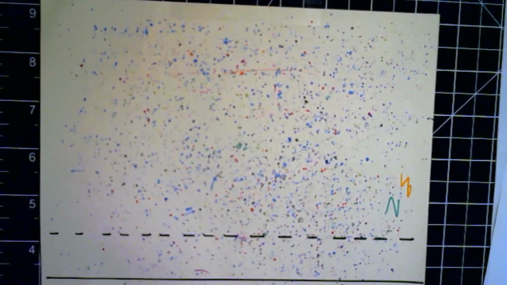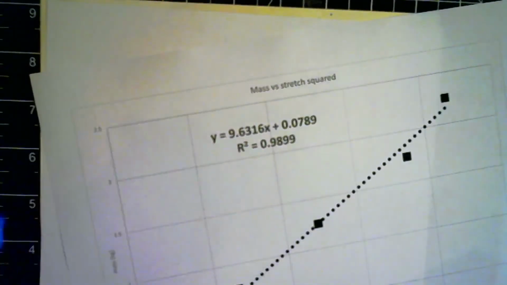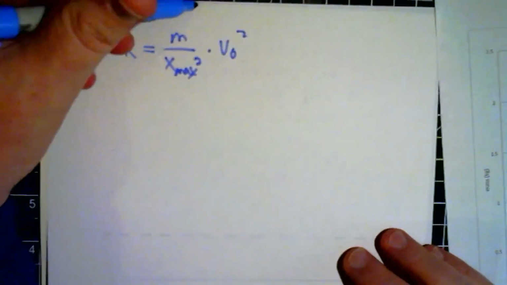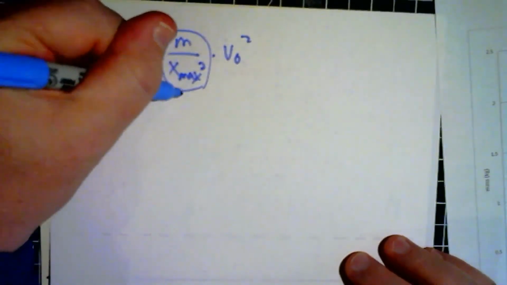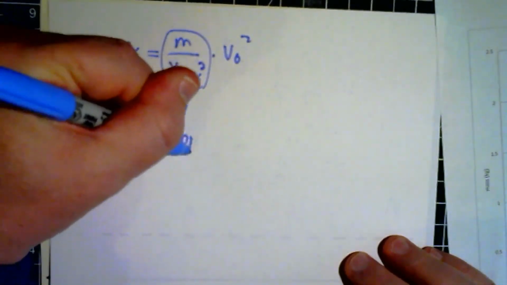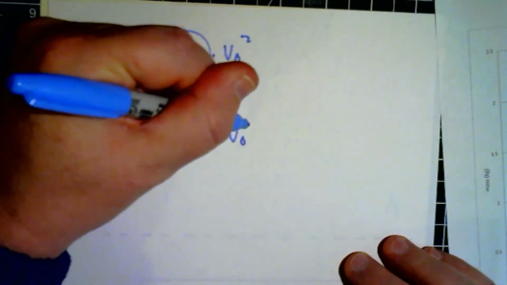Now that we have our equation kind of set up for us, we can calculate the slope, or we've already calculated it using Excel. You could use your calculator if you wanted to. But we came up with our equation, k is equal to m over x max squared times v naught squared. Well, this term right here, this is our slope, times v naught squared.